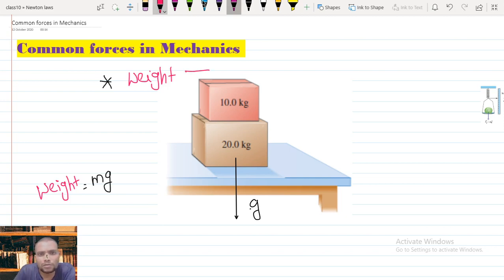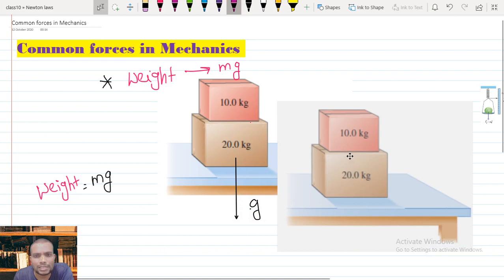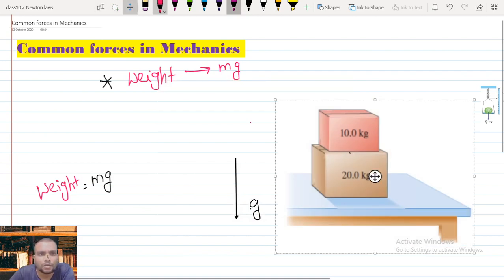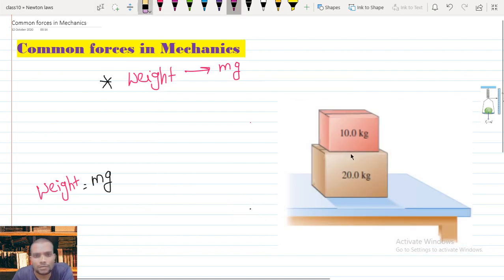So its formula goes to weight equal to mg, where m equals mass of the object and g is the acceleration due to gravity. And think about that. We know Newton's third law. What is Newton's third law? For every action there is an equal and opposite reaction.